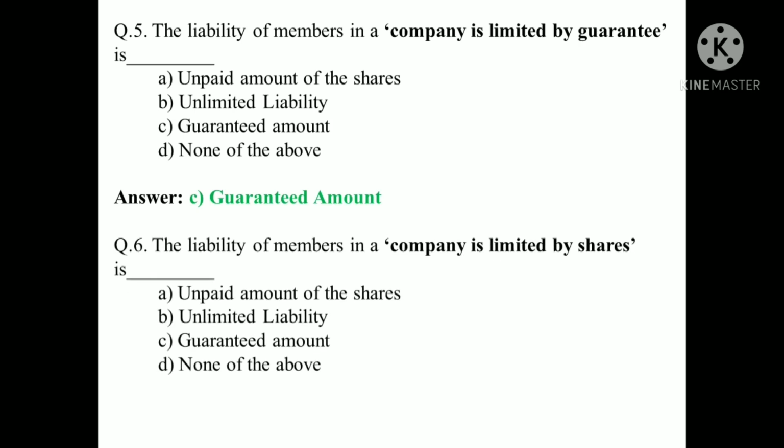Now next question, the liability of members in a company limited by shares is: unpaid amount of the shares, unlimited liability, guaranteed amount, and none of the above. Here the answer is A, unpaid amount of the shares. Where a company is limited by shares, the liability of its members is limited up to the extent of unpaid amount. Means जो अमाउंट शेयर होल्डर ने पे नहीं की होती है उतने अमाउंट के लिए वो लायबल होते.